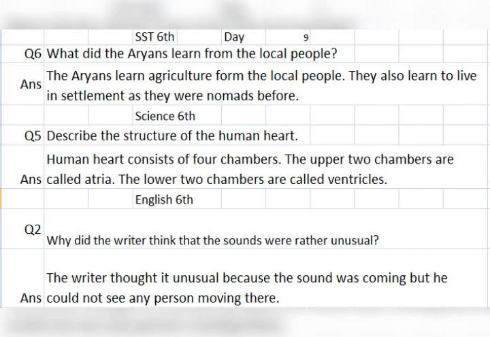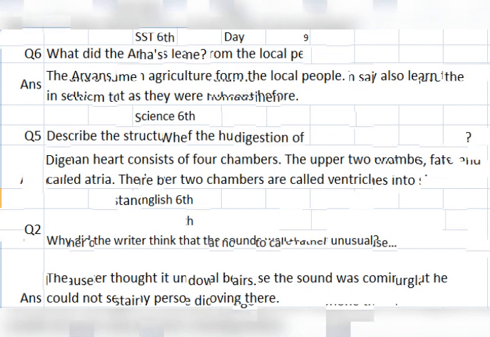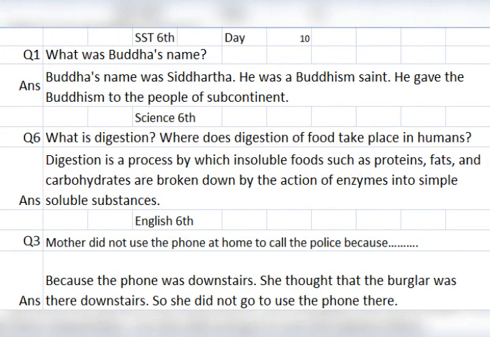SST class 6, Day 9, Week 3 homework. What did the Aryans learn from the local people? The Aryans learned agriculture from the local people. They also learned to live in settlements as they were nomads before.